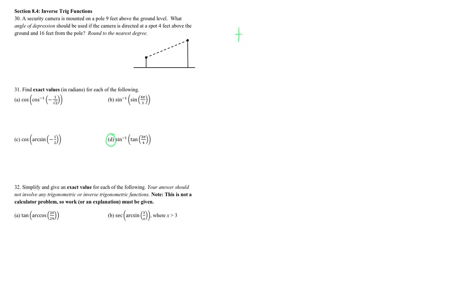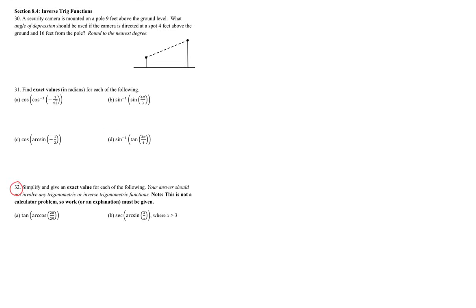Last one, we're going to find the tangent of 3 pi over 4, which using the unit circle, you know is negative 1. Now our arc sine of negative 1 is going to be equal to negative pi over 2 because it's at the bottom of the unit circle.